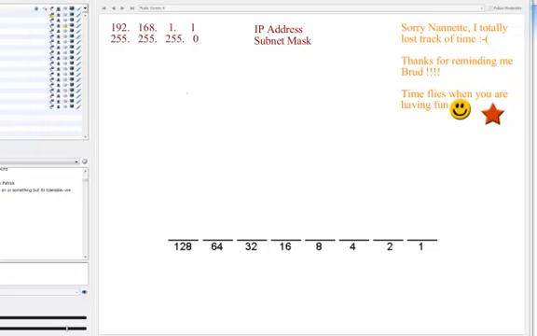Okay, so what we have here on the board, this is a typical IP address. It's called an IPv4 address. That's just version 4.